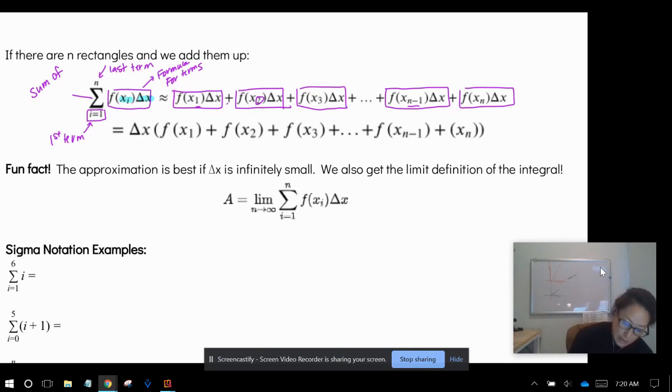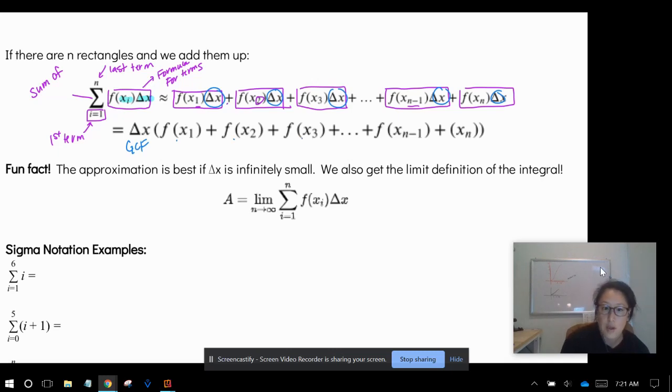After I see that, I can simplify this function a little bit. Each one of the terms has a delta x in it. So I'm going to GCF the delta x out, and then I'm just multiplying by the height, the first height plus the second height plus the third height plus the fourth height, and so on and so forth.